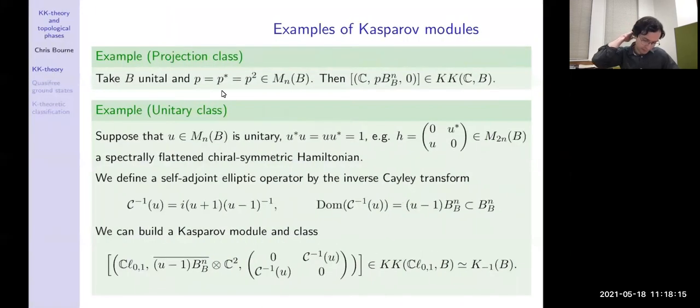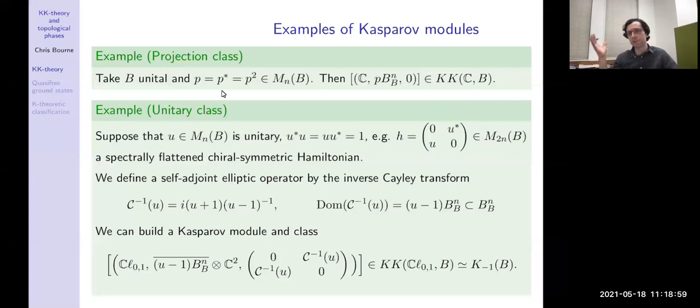So another example, which is going to actually be a little bit important later, is the case where you have a unitary element. So again, Nigel yesterday talked a lot about projections and unitaries. These are useful things that we want to consider for C-star algebras. So take a unitary element in matrices over B or just over B. So it has this formula. So in particular, maybe this unitary comes from a Hamiltonian that looks like this. So it has one of these sort of spectrally flattened chiral symmetric Hamiltonians. Maybe it's not, but okay, just take a unitary.